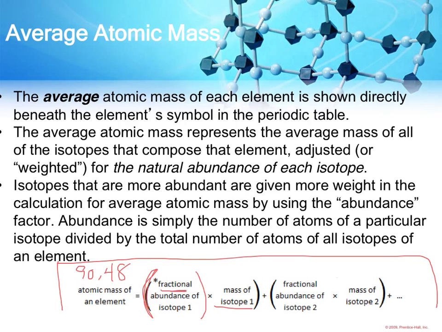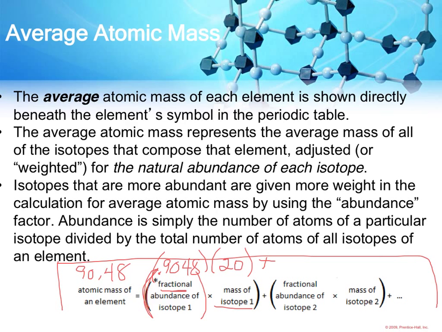So the fractional abundance of neon-20 is 0.9048. And the mass of neon-20, of course, is 20 AMU. That's for the first isotope. You do that type of math for each of the isotopes of an element. In the case of neon, there would be 3.